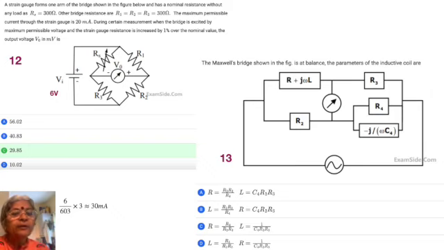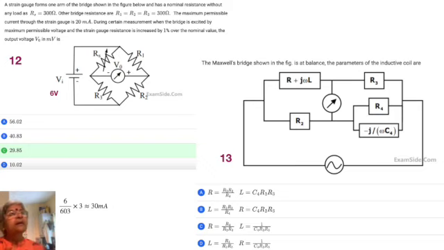Okay. During certain measurements, when the bridge is excited by the maximum permissible voltage and the strain gauge resistance is increased, so it's loaded, and it increases by 1%, the resistance goes to 303 ohms over the nominal value. The output voltage V0 in millivolts is, okay, the output voltage is created by the 3 ohms that have come into the picture.